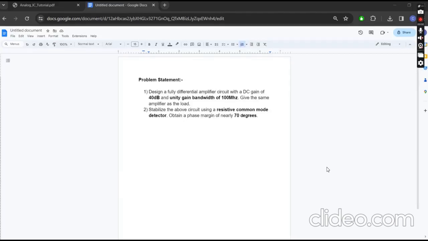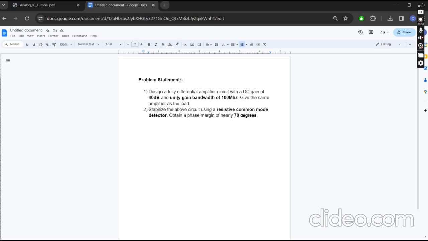So today we are going to look at this problem statement and simulate it in NGSpice. This problem statement has two sub-questions. One sub-question asks us to design a fully differential amplifier with a gain of 40 dB and unity gain bandwidth of 100 megahertz, make two copies of that and give one of them as the load to the other, and check what the changes are: are we getting 100 megahertz, or what is the destabilization, how much it is destabilizing. Then stabilize the above circuit using a resistive common mode detector and obtain a phase margin of 70 degrees. I'll explain the common mode detector later.